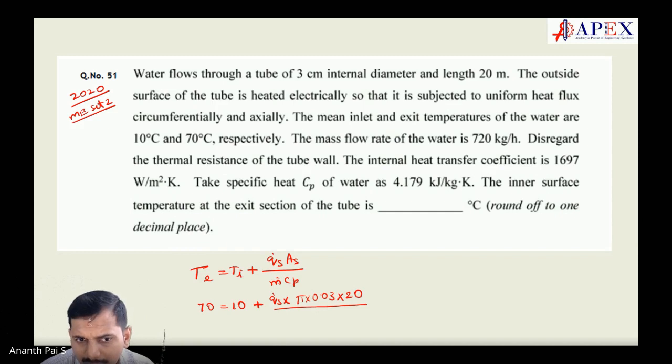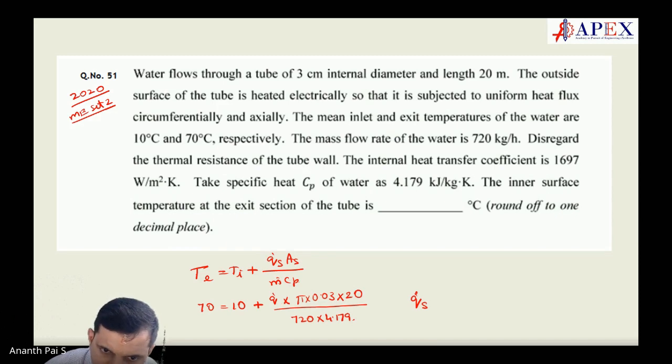What is m dot there? M dot is 720 kg per hour. Cp is given as 4.179. So you can find out Q dot S, right? Did you get the Q dot S or Q dot W? We use Q dot W, is it not? Q dot W, A W. What is Q dot W?